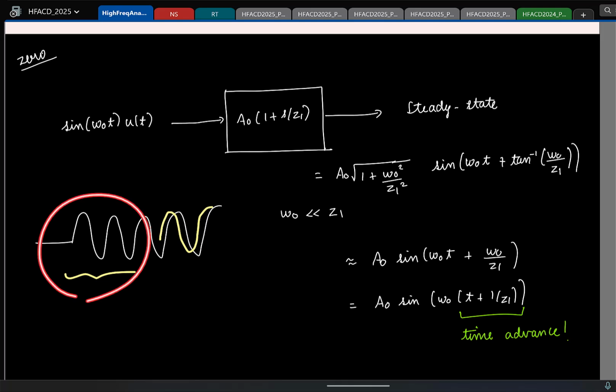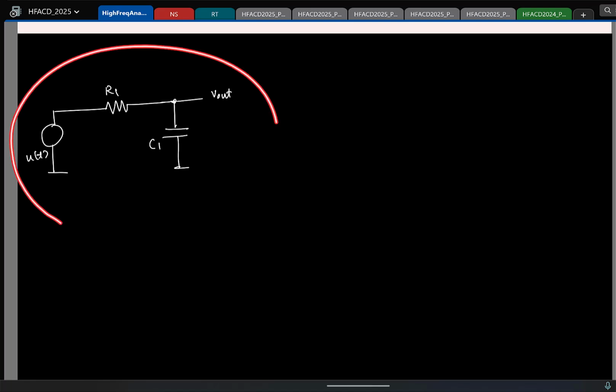And to understand what will happen in the transient, let's take a circuit example and see. So let me start with this circuit. Let us say this is R1, C1, and the signal is u of t. This is my Vout. What is the order of the circuit? First order. Do I have a 0 here? No. So let us say here the input is a step.